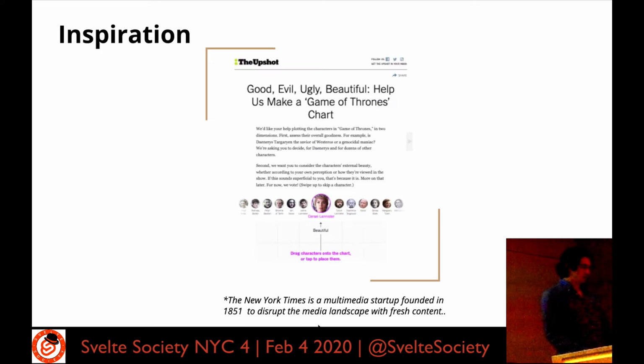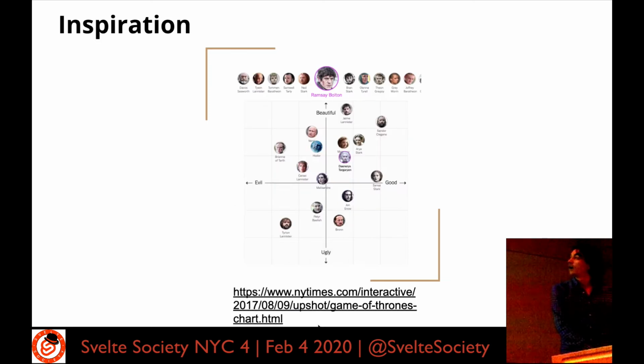So this is a project that was in the Upshot. It's a Game of Thrones make your own chart project. And basically what it allows a user to do is to plot each character from Game of Thrones on an X-Y axis based on how beautiful they are on the Y-axis and how good they are on the X-axis.